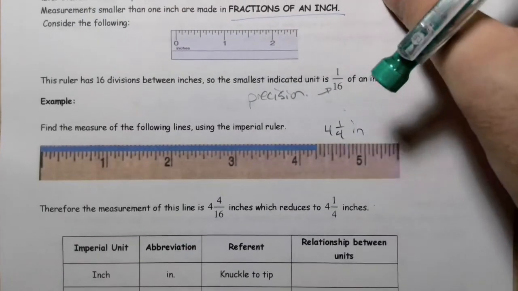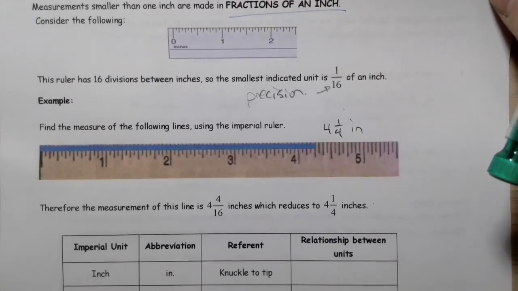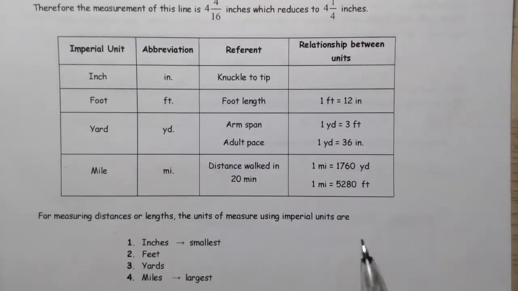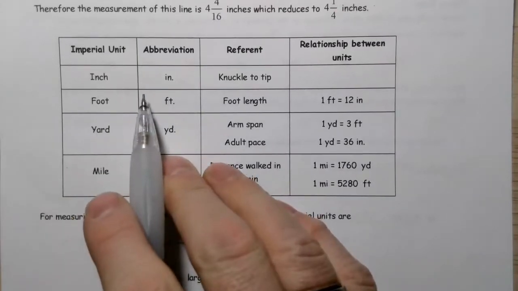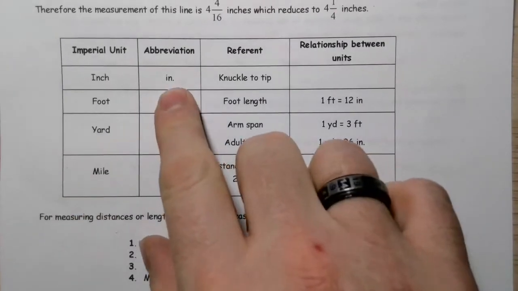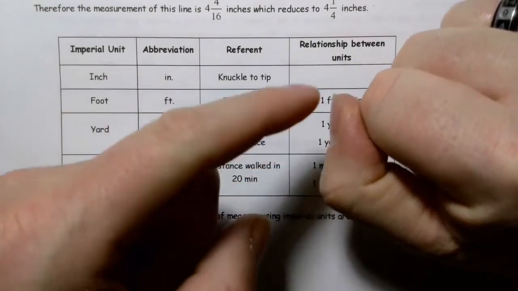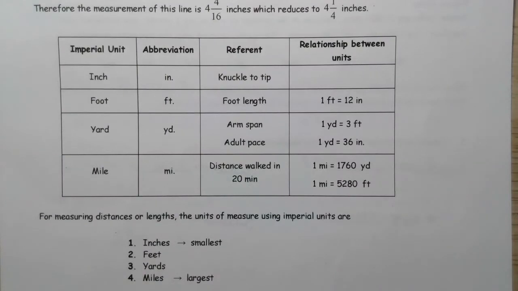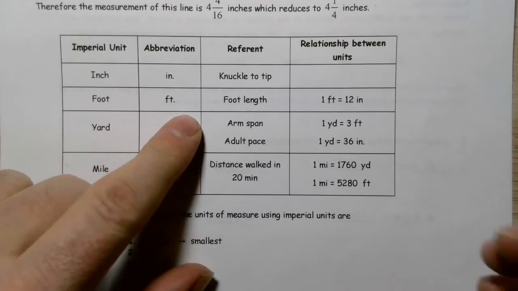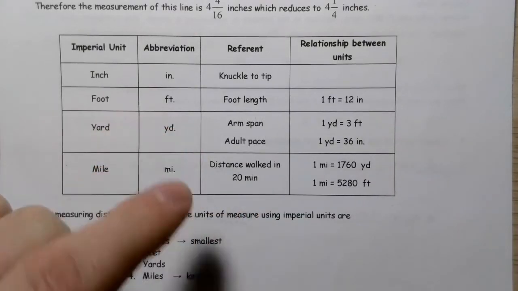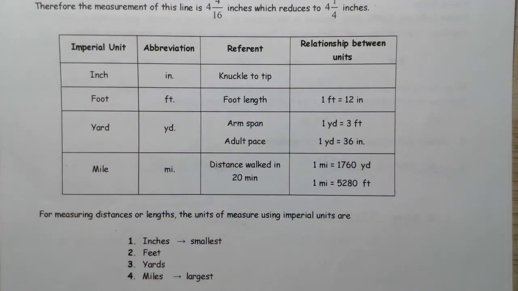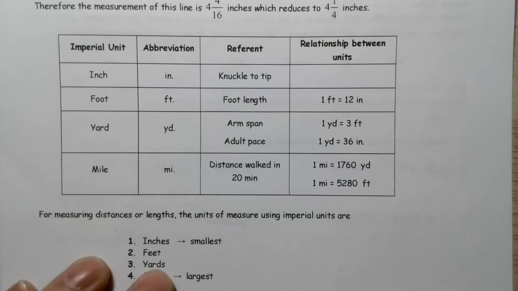Now, just like with the metric system, we've got a reference that we can use for the imperial system. So let's take a look here. For the inch, and we abbreviate it as IN, that's usually the distance from the knuckle here to the tip of your thumb. Now that's not necessarily true for everybody, but that gives you a sense of how big an inch is overall. A foot length, oddly enough, is the length of a foot. And again, that's not always true. I mean, a lot of people have a foot length that's less than 12 inches, right? And that's whatever. It just gives you an idea.